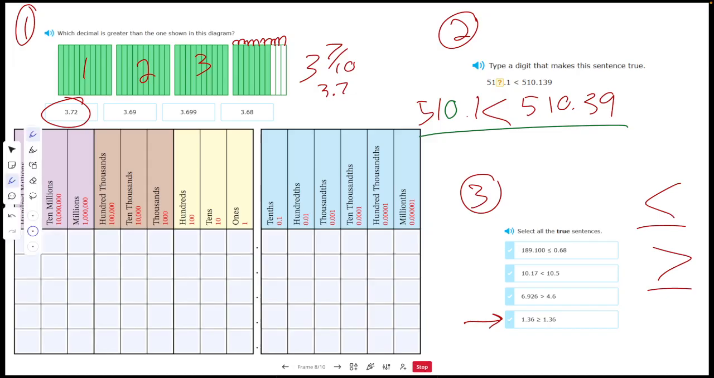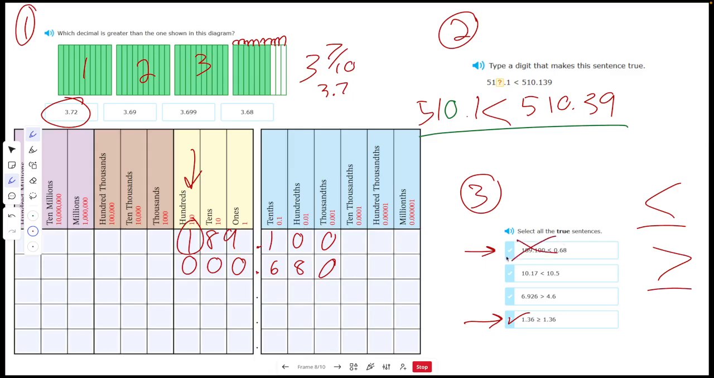Well, 1.36 is equal to 1.36. So this answer does work, okay? This answer is correct. All right, let's go from top to bottom. So I'm going to look at this first answer. 189.100 is less than or equal to 0.68. 189.100 less than 0.68. No, that is totally false, right? Because if I line this up, you look at the first column, 1 is bigger, right? So this is a false statement.